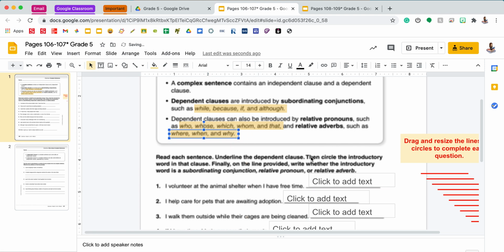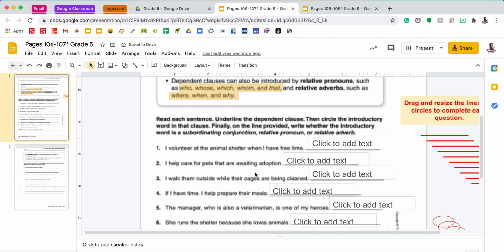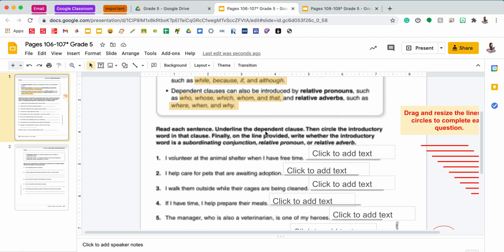On this page, you're going to read each sentence and underline the dependent clause. Then circle the introductory word in that clause. So those words are going to be like one of these that I highlighted. Finally, on the line provided, write whether the introductory word is a subordinating conjunction, a relative pronoun, or a relative adverb. Again, you're going to want to look up here to help you with that part. We're going to do numbers 1 and 2 together.